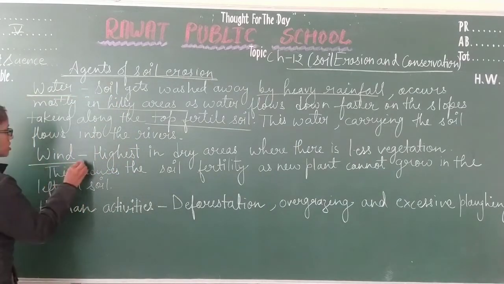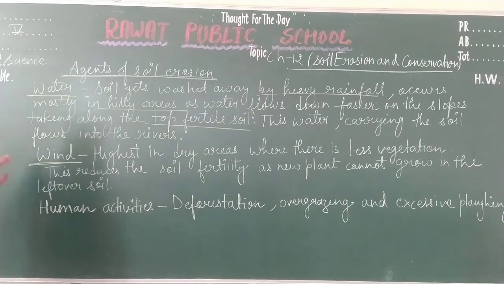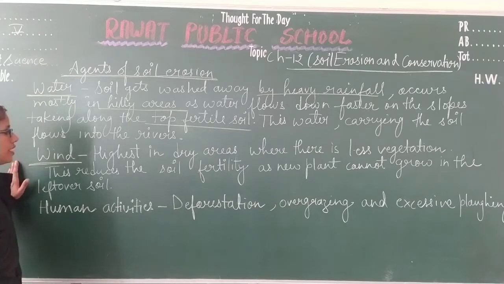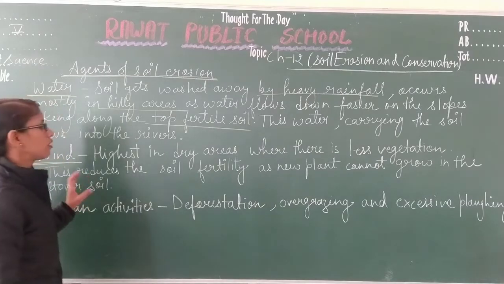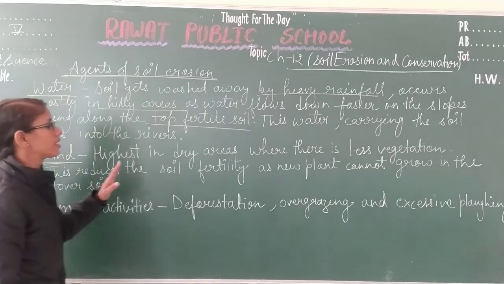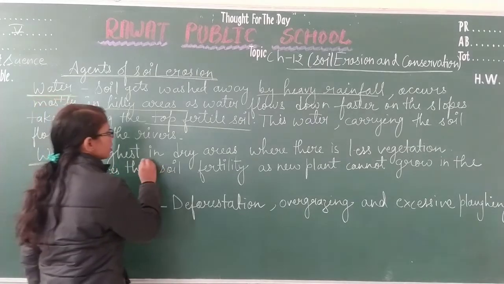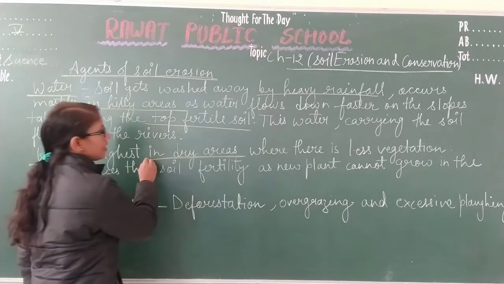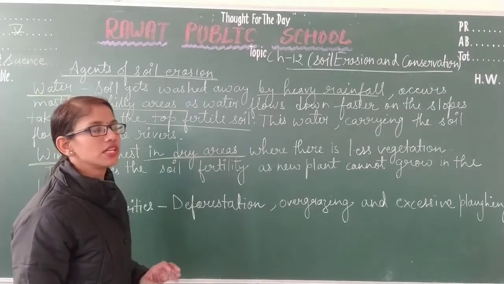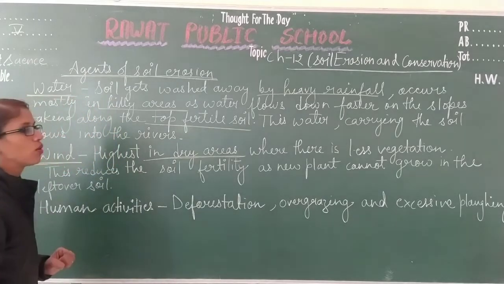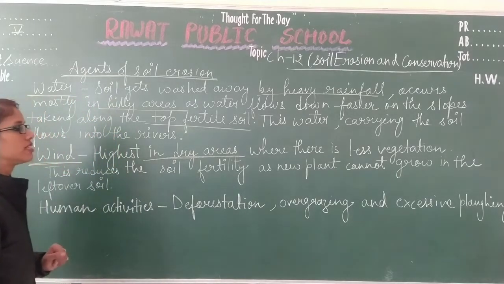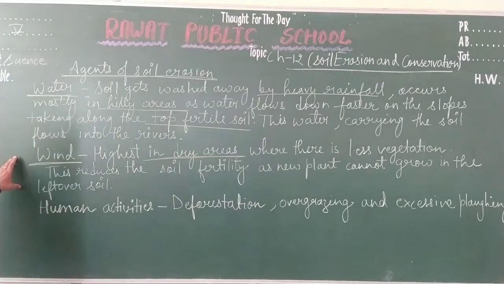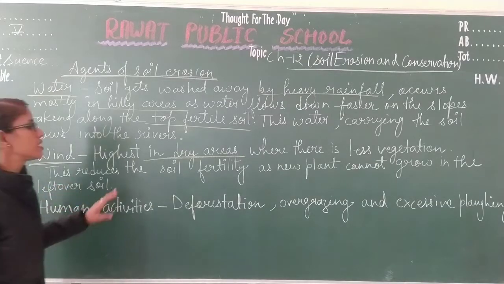The next agent of soil erosion is the wind, and this is highest in dry areas. When the areas are very dry, where there is less vegetation, meaning fewer plants grow on the soil, that also leads to soil erosion, and this reduces the soil fertility.